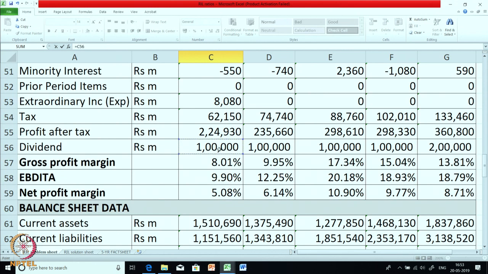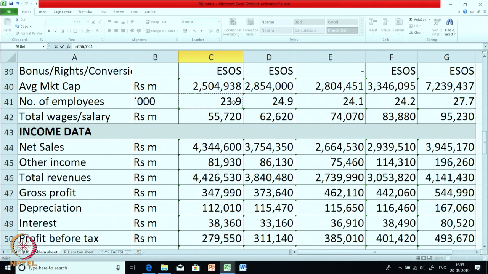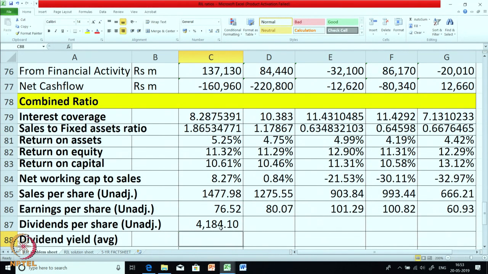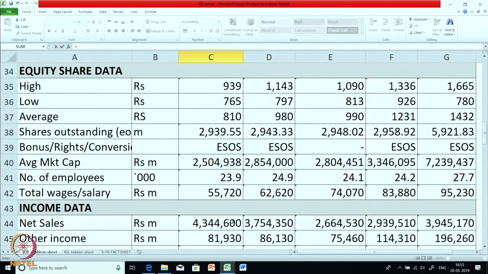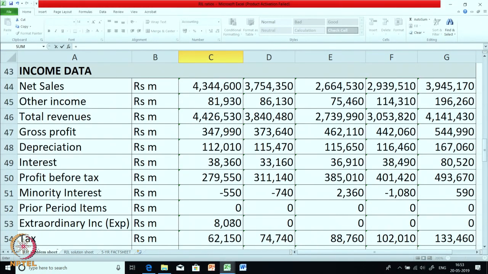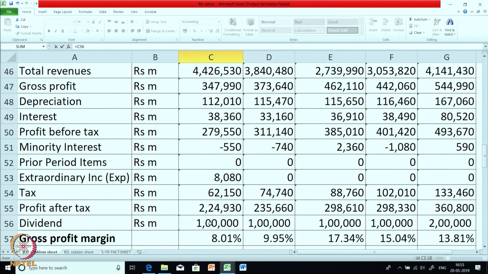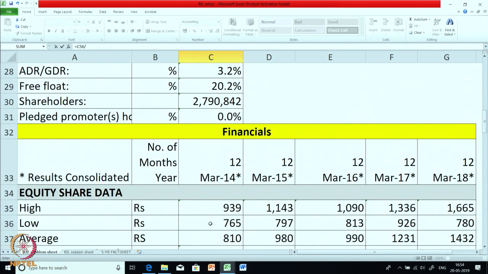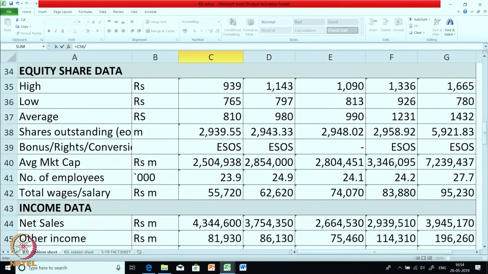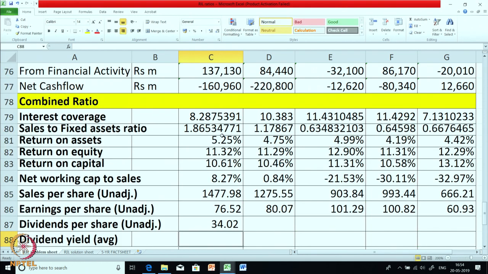So, dividend divided by number of shares. I think there is some confusion, we will do it again. So, 34.02, it has more or less remained constant over the period.